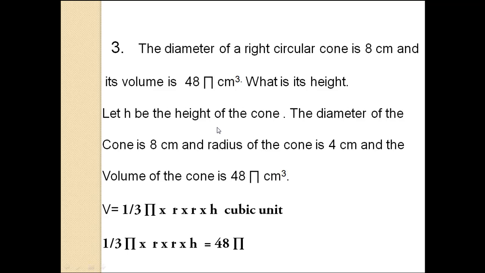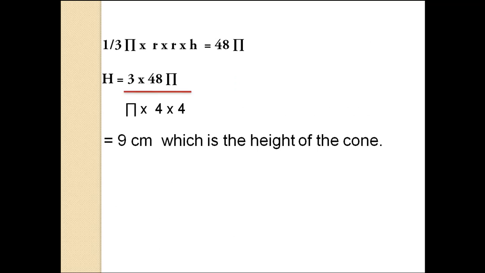Third question. The diameter of a right circular cone is 8 cm and its volume is 48 pi centimeter cube. What is its height? Let h be the height of the cone. The diameter of the cone is 8 cm and radius of the cone is 4 cm and the volume of the cone is 48 pi centimeter cube. That is volume V equals 1 by 3 pi r square h, so 1 by 3 pi into r square into h is 48 pi.